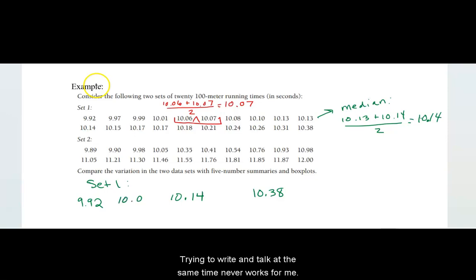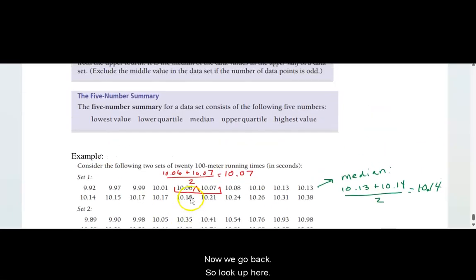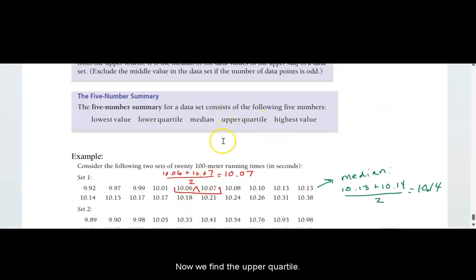Trying to write and talk at the same time never works for me. And that would be 10.07. So that is the median. That is the lower quartile, okay? The median of that. Now we go back. So look up here. Now we find the upper quartile.